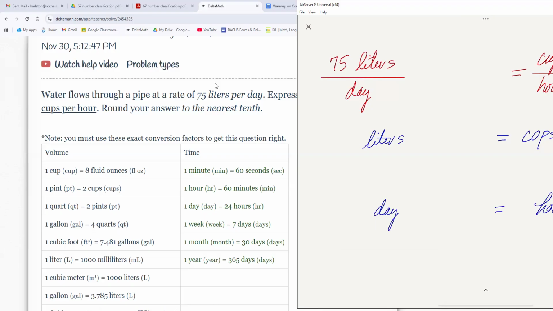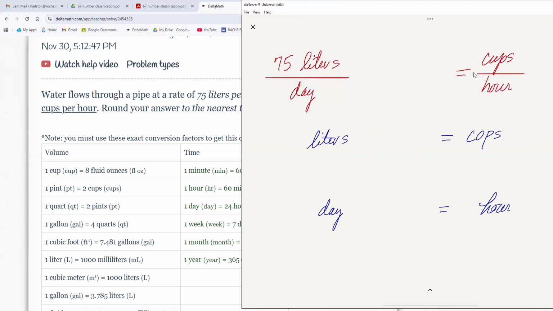Now, I think I'm going to start with the days into hours because I think that one is pretty straightforward. I'm going to do one more thing. When you say per day, that means per 1 day. When you say per hour, that means 1 hour. So I'm going to take 1 day and convert it into the appropriate number of hours.